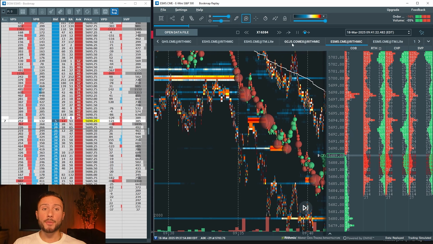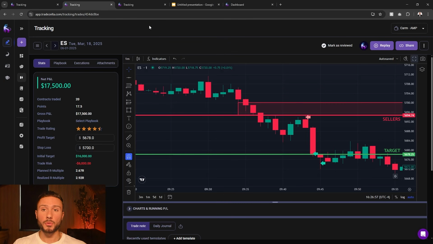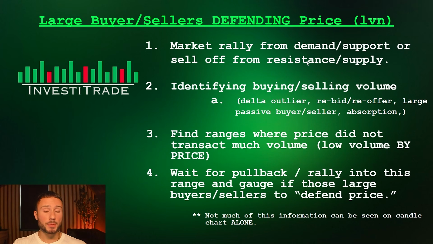Now we have a couple major points we can go back to on this original move. Number one is we see a rejection of the supply level that I just showed you all in the pre-market. Number two is we've identified selling volume, which is just delta outliers. We're seeing the outliers in delta of strong aggressive sellers coming in as the market's selling off. And now my job is to find the range where price did not transact much volume by those specific prices.